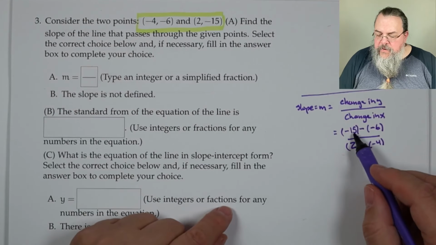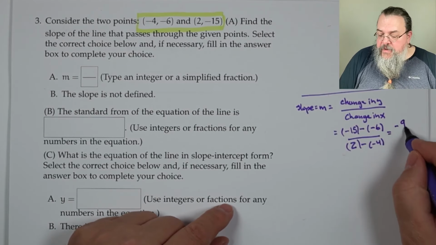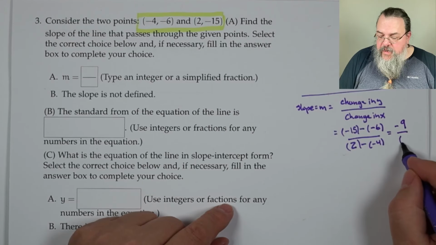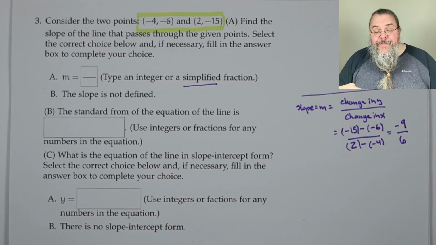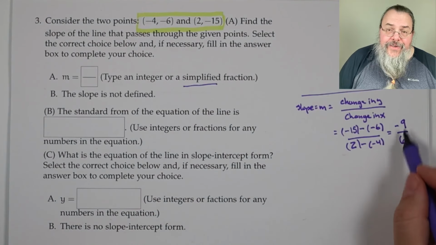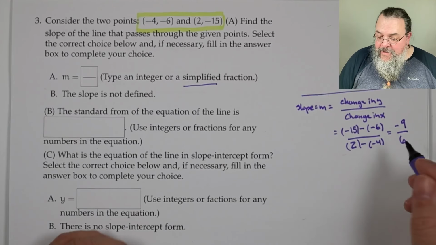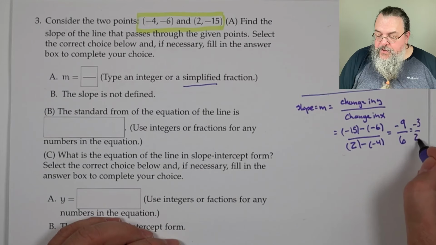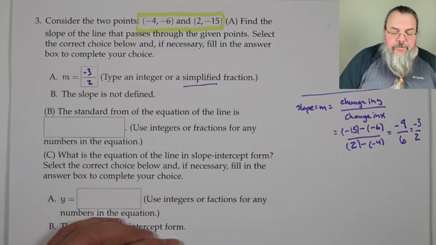Negative 15 minus 6, that's negative 15 plus 6. That would give us negative 9. 2 minus 4, that's 2 plus 4, that would be 6. Now, notice here it says simplified fraction. Simplified says make sure you get rid of any common terms. Well, it turns out 9 and 6 have something in common. They're both divisible by 3. So if you divide out by the 3, we end up with minus 3 over 2. So M is minus 3 over 2.